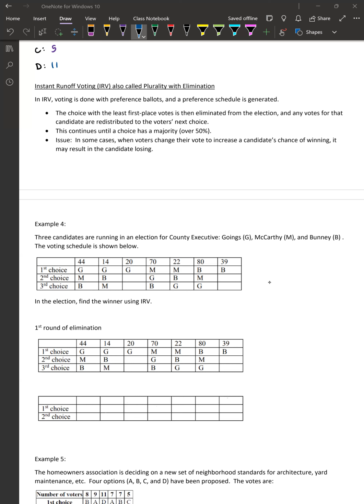Okay. So there is an issue there. You can read about that, right? It says when voters change their vote to increase a candidate's chance of winning, it can actually result in the candidate losing, which is a very interesting paradox. And they actually discuss it more in the book. So let's do an example so you can just see how this works.